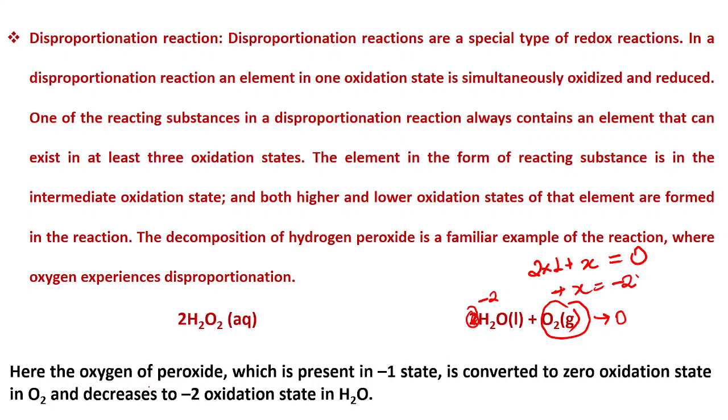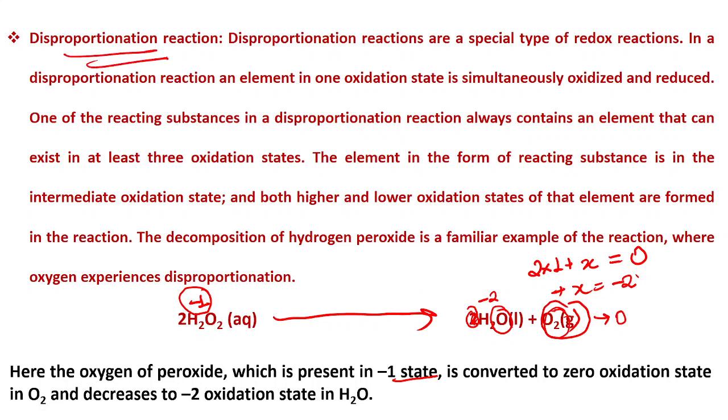So that is why it is written that the oxygen of peroxide, which is present in the -1 state, is converted to 0 and decreases to -2 in water. So you see, in the reactant phase, we had our oxygen present in only one oxidation state, which was -1. But in the product phase, I have two different oxidation states for oxygen. So this type of reaction is known as a disproportionation reaction.